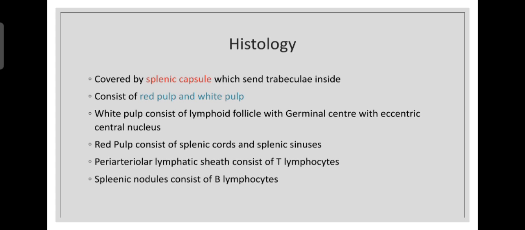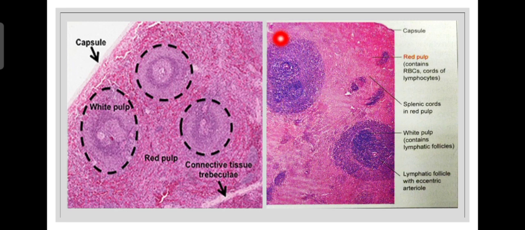So mainly the white pulp consists of lymphoid follicles with germinal center with eccentric central artery. See here, this is the lymphoid follicle. See, we have marked here. This is the white pulp, which consists of lymphoid follicles, and in the center we can see the germinal center, which is somewhat darkly marked. And we can see the eccentric central artery. This is the central artery, a branch of the splenic artery, which goes into the white pulp as eccentric central artery. So white pulp consists of lymphoid follicle with a germinal center with eccentric central artery.